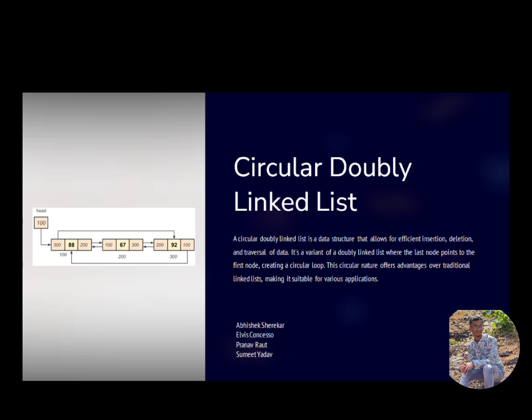Circular doubly linked list. A circular doubly linked list is a data structure that allows for efficient insertion, deletion, and traversal of data. It's a variant of a doubly linked list where the last node points to the first node, creating a circular loop. The circular nature offers an advantage over traditional linked lists, making it suitable for various applications.